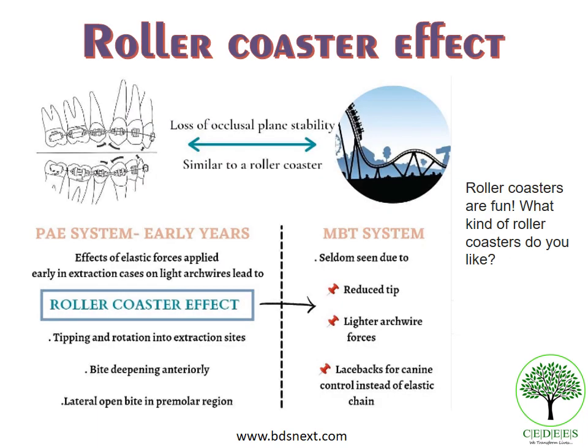If we consider the Andrews straight wire appliance or the pre-adjusted edgewise appliance, there are two effects that were seen which are very important from an examination point of view, and which also helped in developing subsequent straight wire systems like your MBT system. The first one is the roller coaster effect, and the second is the wagon wheel effect.